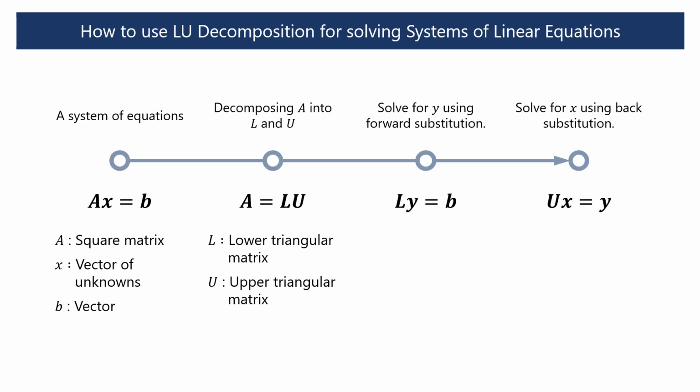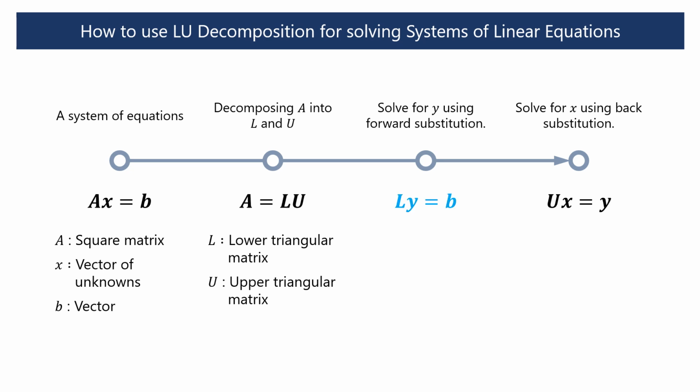Let's see how LU decomposition simplifies the process of solving systems of linear equations. Let's say we need to solve a system of equations of this form: AX equals B. Here, A is a square matrix, X is the vector of unknowns, and B is a vector. By decomposing A into L and U, the system becomes two simpler systems.